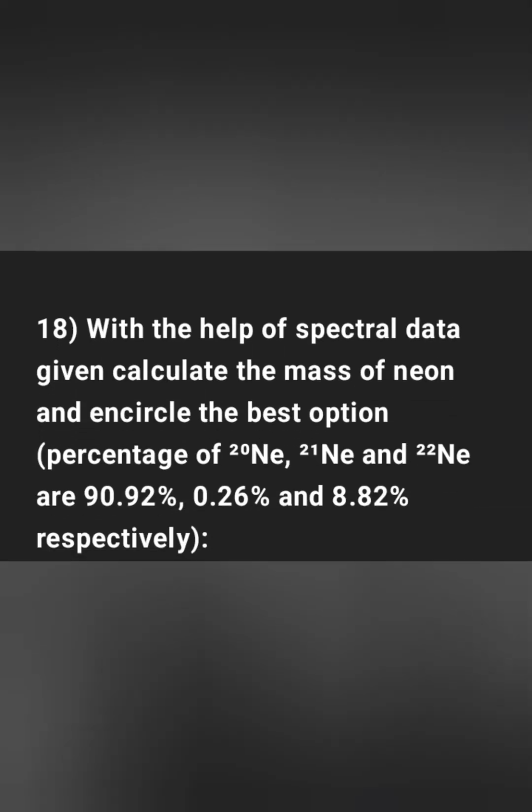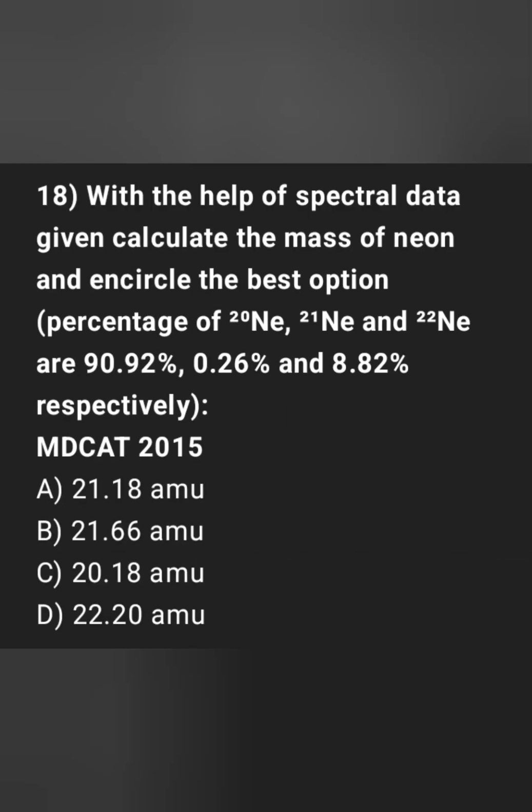With the help of the spectral data given, calculate the mass of neon and encircle the best option. Percentages of neon-20, neon-21, and neon-22 are 90.92%, 0.26%, and 8.82%, respectively. A. 21.18 amu, B. 21.66 amu, C. 20.18 amu, D. 22.2 amu.